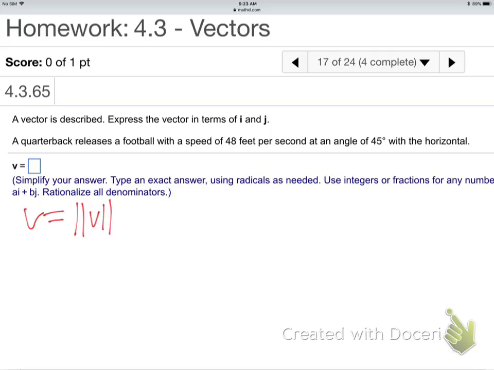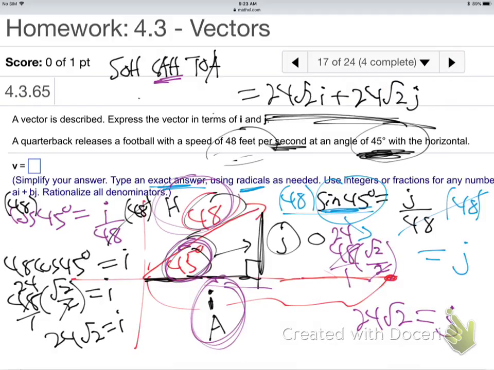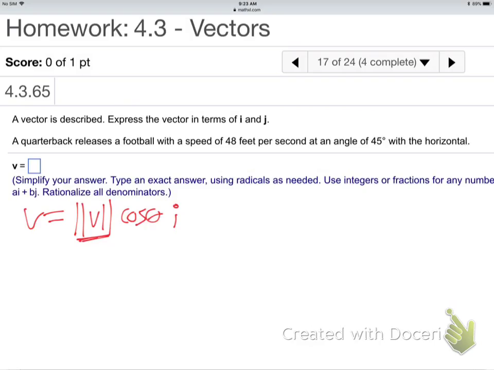Let me give you the formula, so you don't have to do all that triangle work. It'll always come down to this: magnitude of V, which is the length, that was the 48, cosine theta I plus magnitude of V sine theta j. It'll always work that way automatically. From now on, we won't need to draw the whole triangles. Whenever they give us a vector, say 48 is the length and the angle is 45 or whatever angle they give, this will always work for any angle, even when it's bigger than 90.